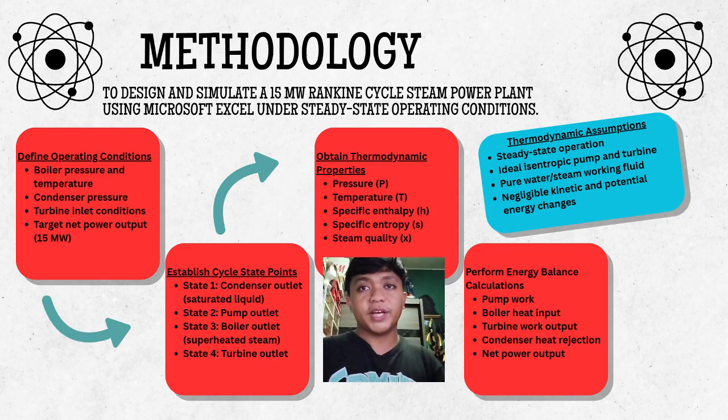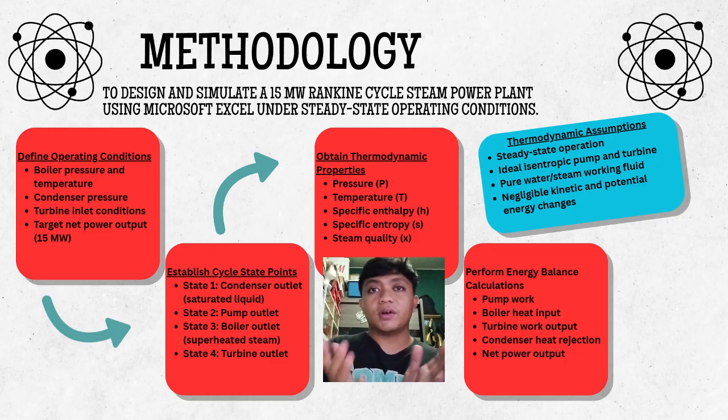The methodology of our project is to design and simulate a 15 megawatt Rankine cycle steam power plant using Microsoft Excel under steady state operating conditions. For our project, we define the operating conditions: the boiler pressure and temperature, condenser pressure, turbine inlet conditions, and the target net power output, which is 15 megawatts, obviously.